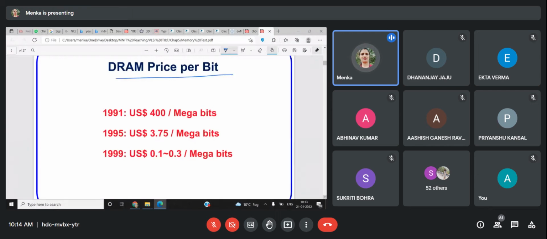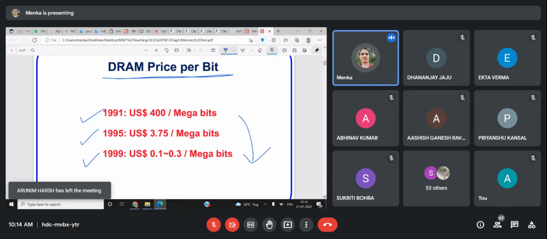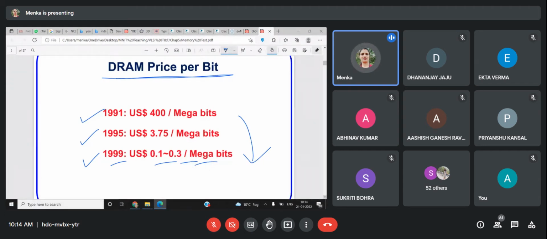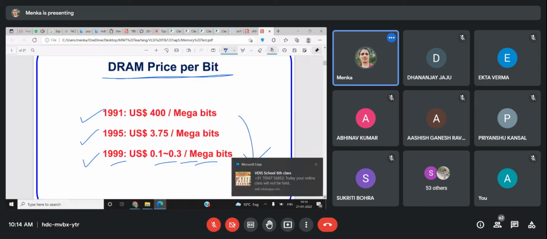So DRAM price per bit. This is given for the price per bit for DRAM. You can see the DRAM price per bit is going to decrease day by day. In 91, it was 400 dollars per megabit, and in 99 it was 0.1 to 0.3 dollars per megabit. And nowadays, in fact, in $2 to $3 you can purchase so many gigabits, है ना?